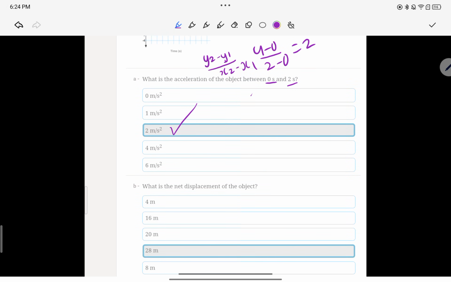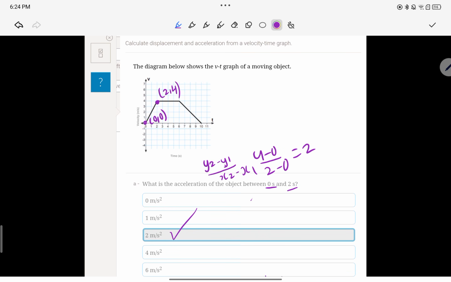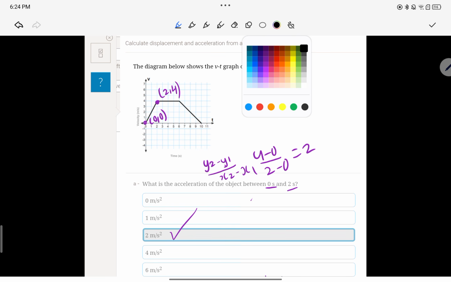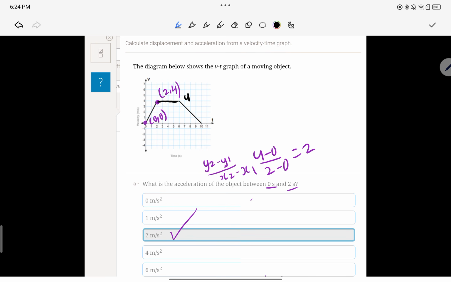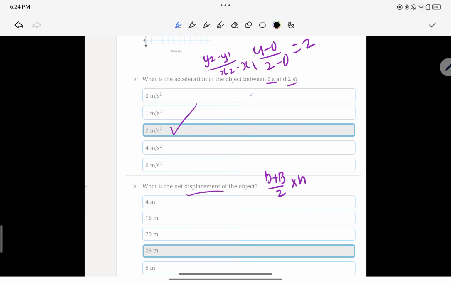Okay, now displacement means they want the area of the trapezoid, which is small base plus big base over 2 times height. The small base is between 2 and 4, so 4, 2 and 6, so 4, and this is the big base, so 10, and it reaches till here, so 4. So 4 plus 10 over 2 times 4, you will get 28.